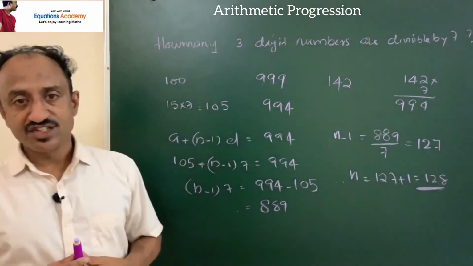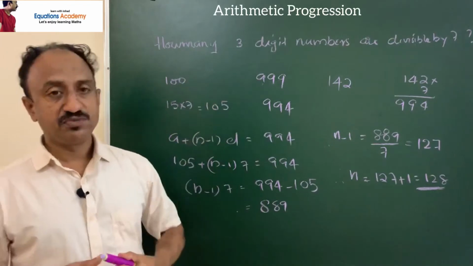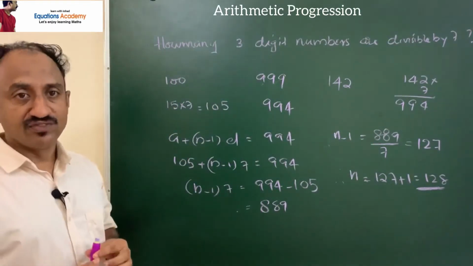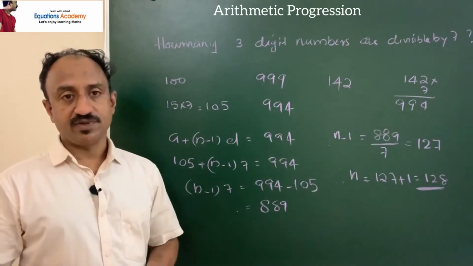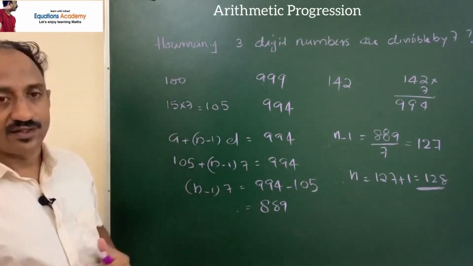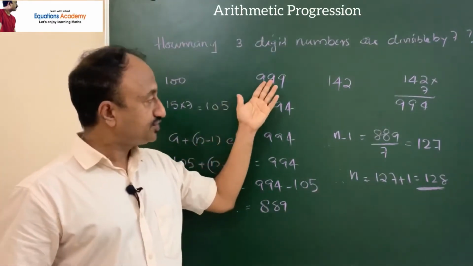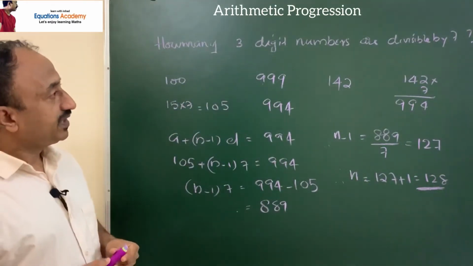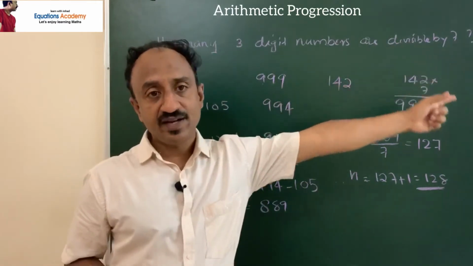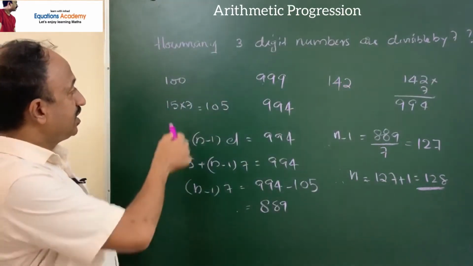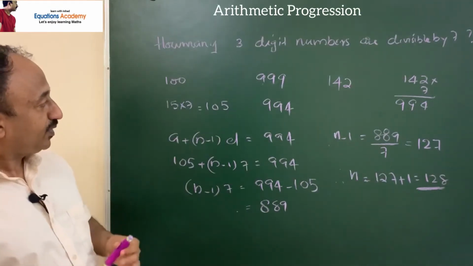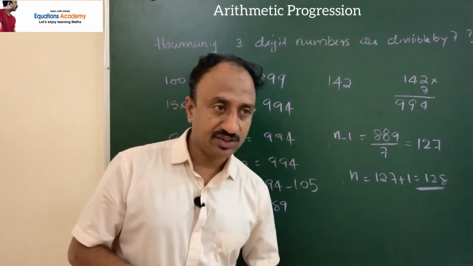How many 3-digit numbers are divisible by 7? So, to do this problem, first we will take the lowest 3-digit number, that is 100, and the largest 3-digit number is 999. But there is a condition, it should be divisible by 7. So, we will divide first. First, we divide 100 by 7, or just check the multiplication table.